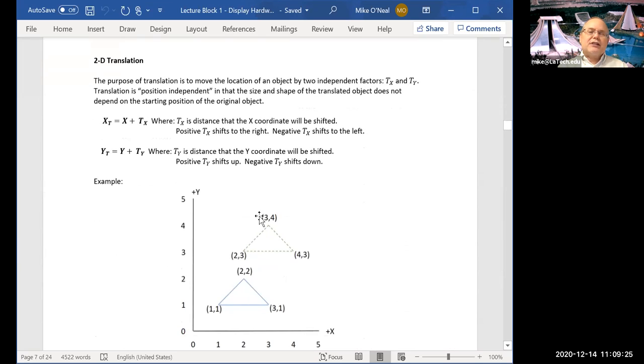So for 2D translation, we had these two equations. Your x translated is equal to your original x plus your translation factor in x. For y translated, it's your original y plus the translation factor in y. For these translation factors, if they're positive, they increase the size of the object.